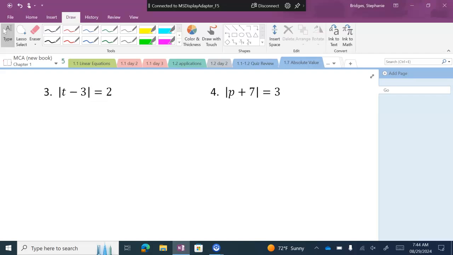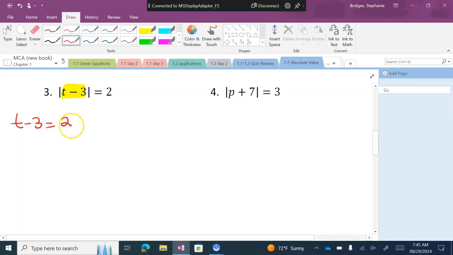Again, the very first question we should ask ourselves anytime we are solving an absolute value equation is: is my absolute value by itself? Is there anything on the outside of the absolute value bars that I need to get rid of? No. So inside my absolute value I have t minus 3, but I don't have anything on the outside of them, so I don't have to do anything with that.